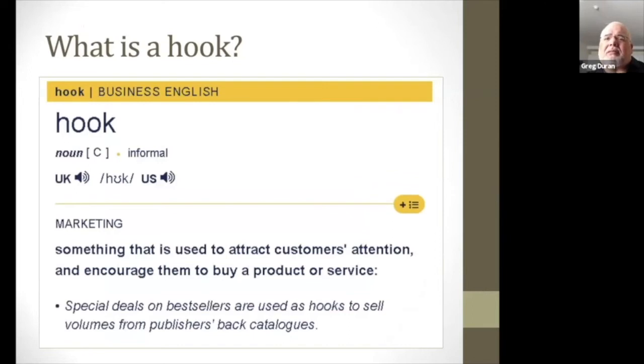In business, it definitely is a term used to attract customers' attention to get them to buy a product or service. So, obviously you're not selling your essay for money, but you are selling it in a way, in a figurative way, to your reader.